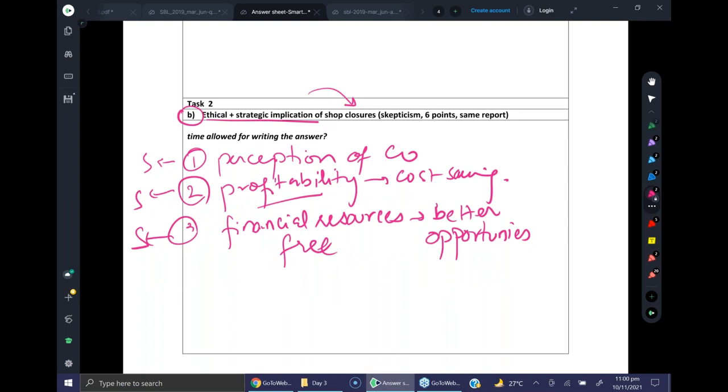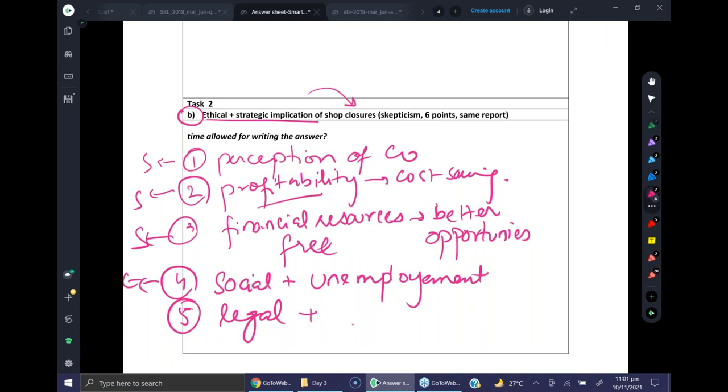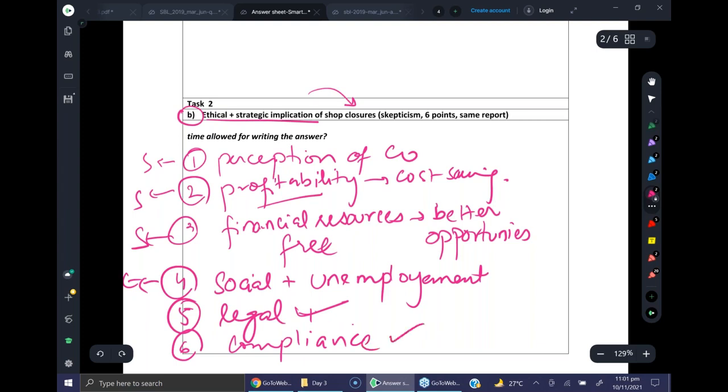Then having a social impact plus impact on employees, unemployment. That is an ethical issue, right? What else? Legal and regulatory issue, if there are redundancy costs and redundancy legal issues. At the same time, can we say that there might be some compliance issue? When you are asking people to leave and you are closing down the business, there might be some compliance issues which we'll have to take care of, and they can be strategic in nature. So I think the main ethical issue is the employees and social footprint, etc. The rest of them are more strategic in nature, but that's all right.